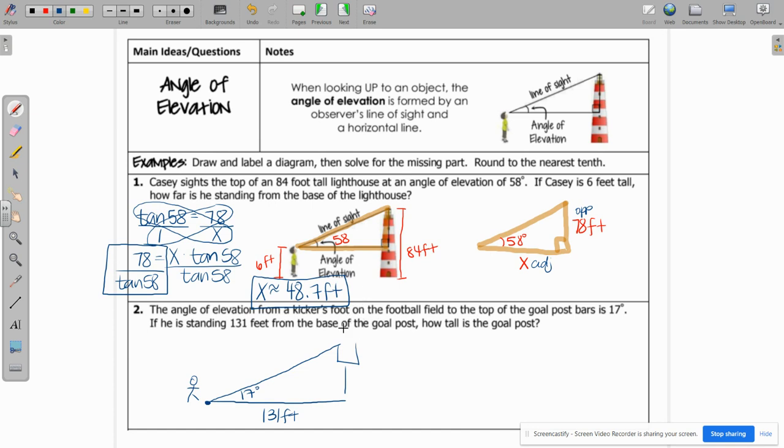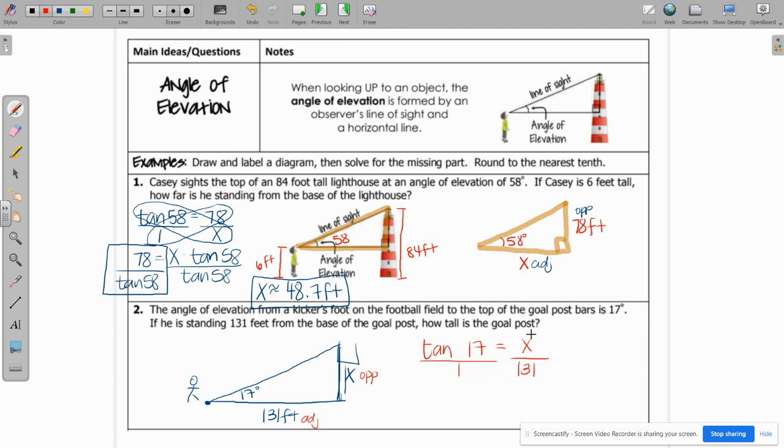How tall is the goalpost? So really, I'm looking for this side of the triangle, which I can call x. I can see in this situation that from my angle, I have the opposite side and the adjacent side. So again, this is going to be a tangent problem. So we would say the tangent of 17 degrees equals x over 131.